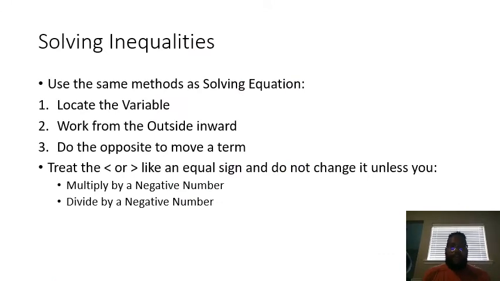Now let's take a look at solving inequalities. We're going to use the same methods as solving an equation. We're going to locate the variable, work from the outside inward, and do the opposite to move a term, and keep on repeating that until the problem is over. We can do this because we're going to treat the less than or the greater than sign like an equal sign, right? And we do not change it unless you're multiplying by a negative number or dividing by a negative number. So unless you're doing one of those two things, you're not going to change the direction of the sign.